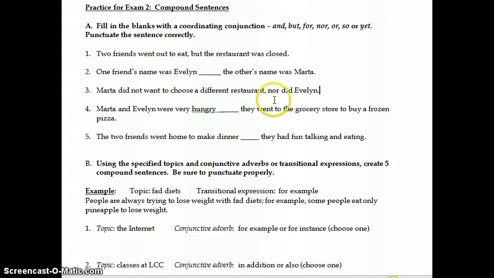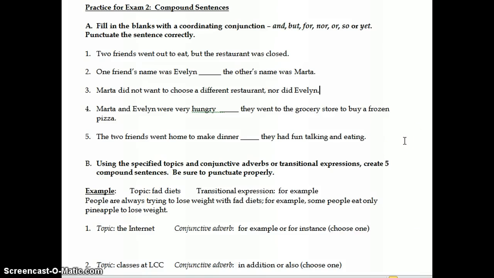We use nor when the meaning of the first independent clause is negative. We can see that it's negative because we have the word not. And the meaning of the second clause is also negative, but it's only marked as negative with the coordinate conjunction nor. So this sentence means that Marta did not want to choose a different restaurant, and also Evelyn did not want to choose a different restaurant.